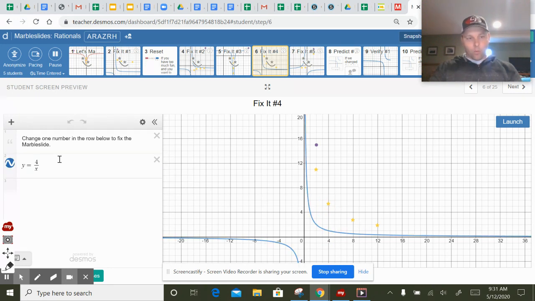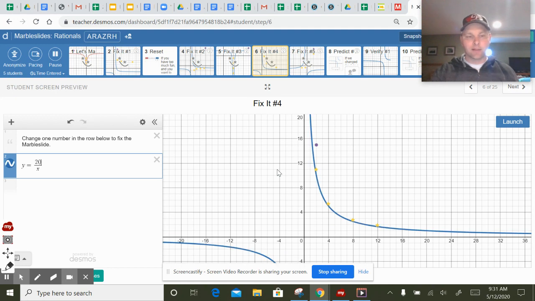So 4 divided by what makes 5? Or sorry, actually, we're going to change the 4. Sorry. What divided by 4 makes 5? I think that's going to be a 20. Well, I got mixed up there for a second. Okay, 20 divided by x. Now when you put 4 in, 20 divided by 4 is 5. So that's going to do that.